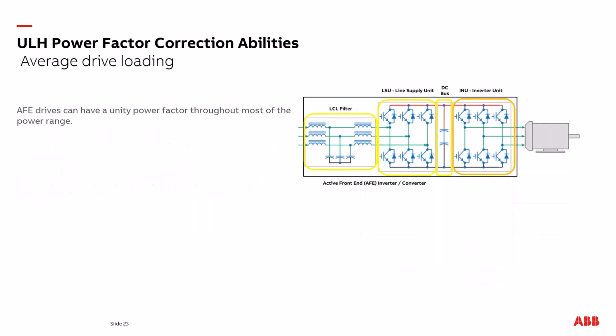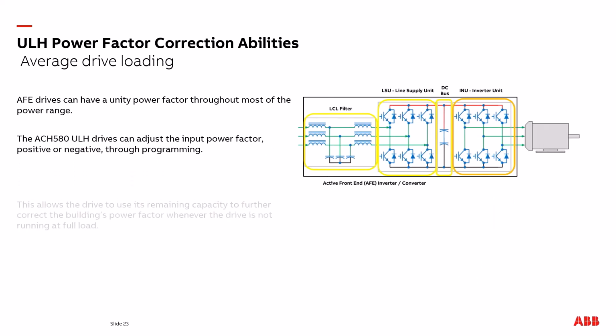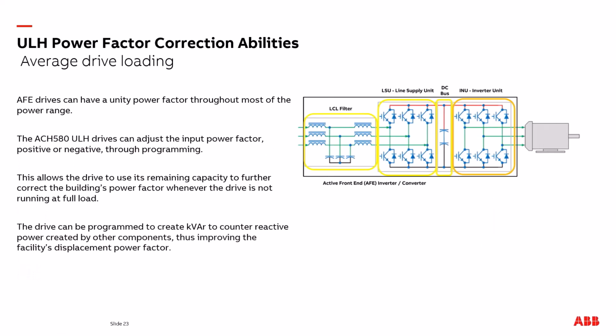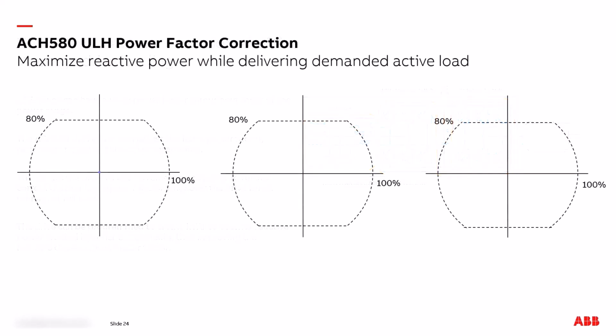So when we look at ULH power factor and correction abilities, the active front end can have unity power factor throughout most of its power range. The ACH580 ULH drive can adjust the input power factor for positive or negative through programming. This allows the drive to use its remaining capacity to further correct the building's power factor whenever it's not running at full load. The drive can be programmed to create kVAR to counter-react the power created by other components, thus improving the facility's displacement power factor. When looking at the ACH580 ULH, maximizing reactive power while delivering demand to active load is very important.